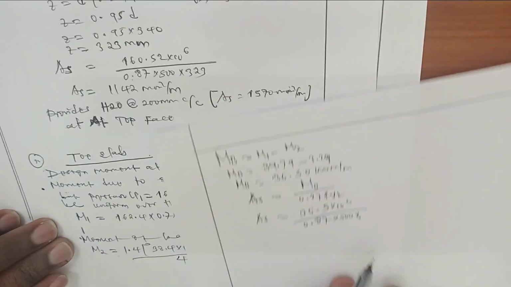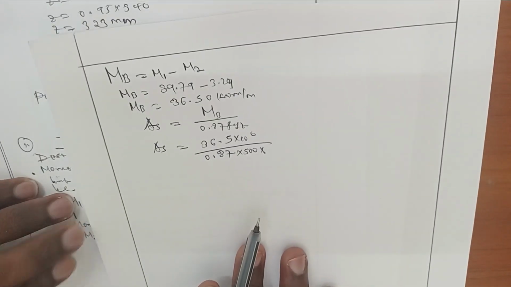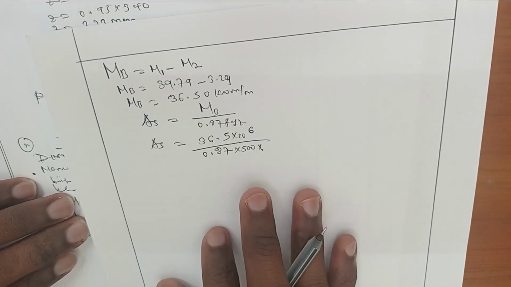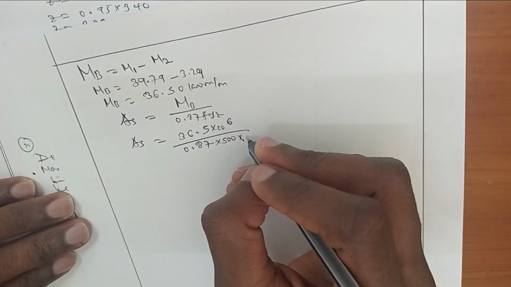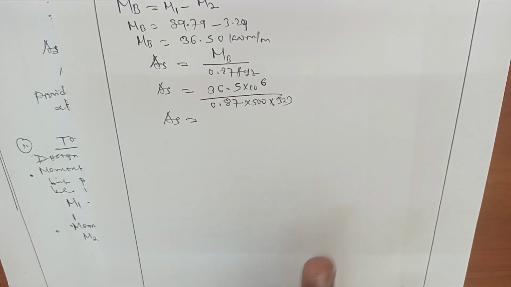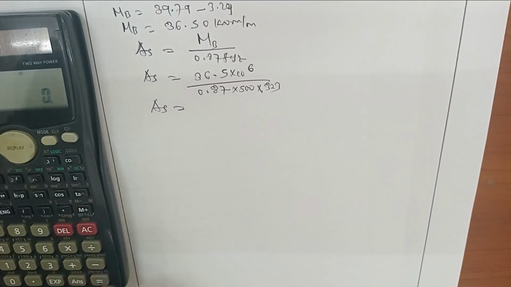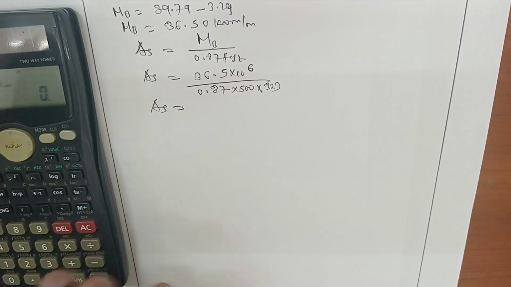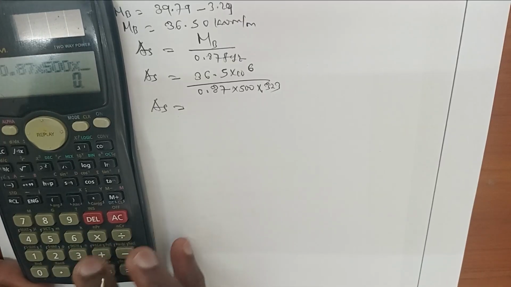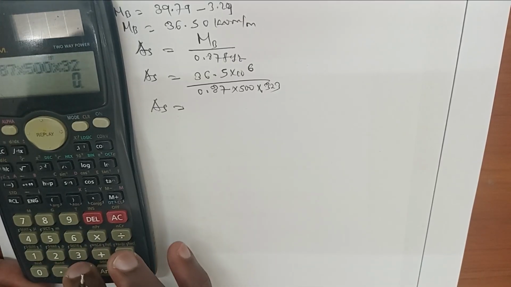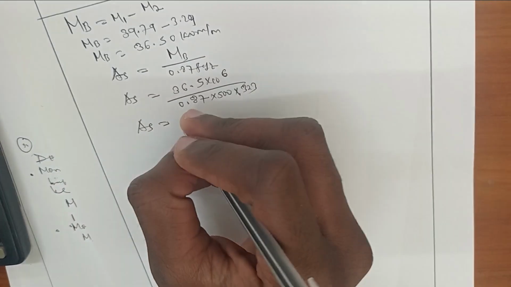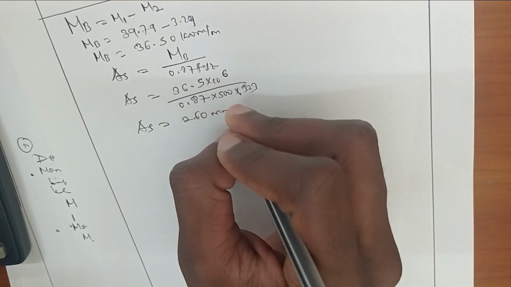It is similar for the toe slab, because both are the value of z for the base. So we multiply by 323. So the area of reinforcement for the toe slab will be equal to 36.5 times 10^6 divided by 0.87 times 500 times 323. It will be equal to 260 millimeter square per meter.